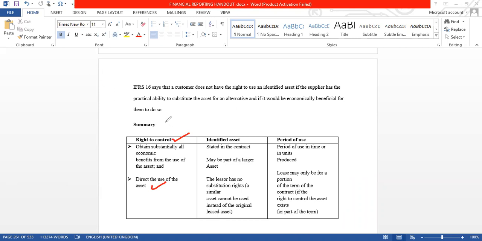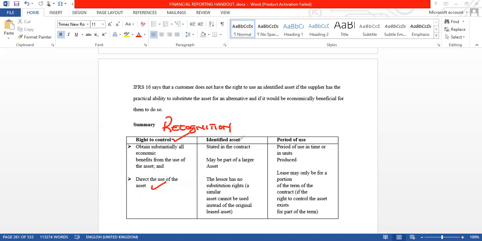What we are trying to use this table to discuss is the recognition of a lease. Certain things should come up for you to know that a contract is a lease: there has to be a right to control. What do we mean by that? We mean that all economic benefits embodying the asset will flow to you, and you should be having a direct use of the asset.